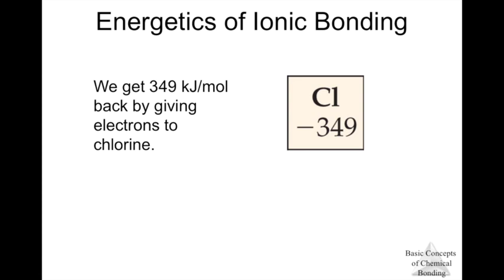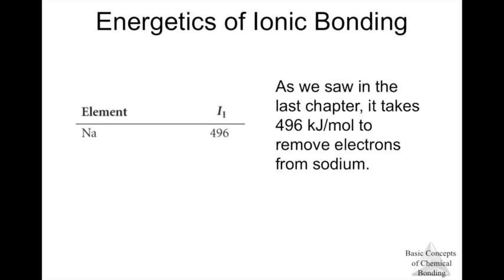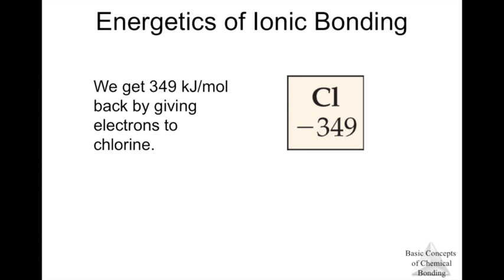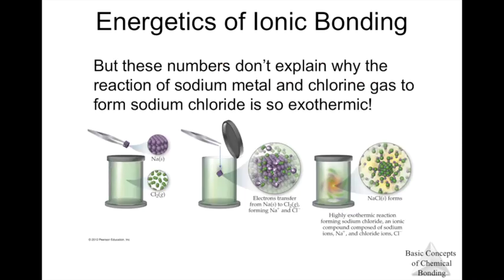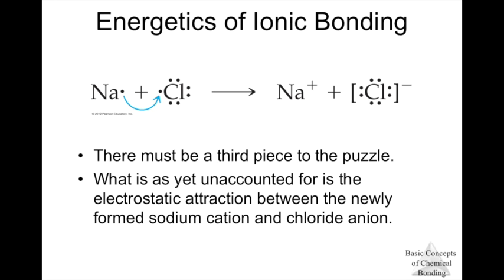Right? But when we add all those together, right, positive 496, negative 349, we get a positive number, which would indicate an endothermic reaction, right? You're putting energy into it. But in reality, that's not what we see. In reality, we actually get an exothermic reaction. We get a violent reaction going on here. And so that doesn't make any sense. So what's going on? There's got to be something else going on. There must be this third piece of the puzzle.